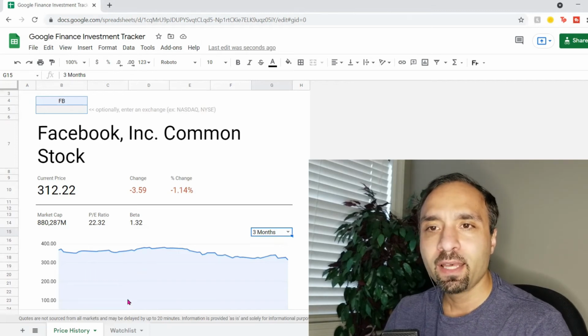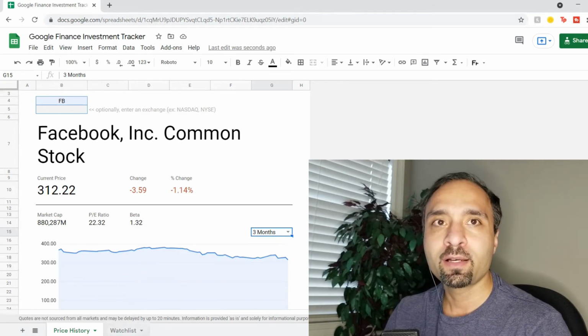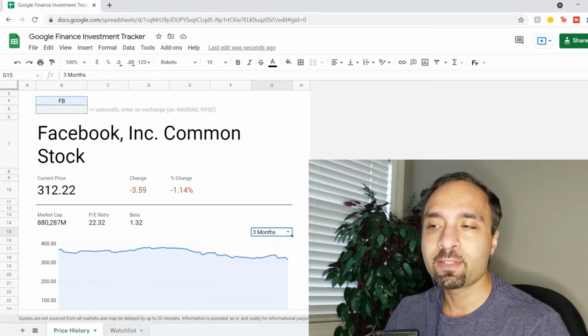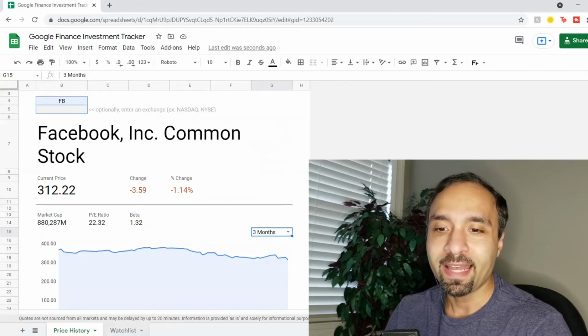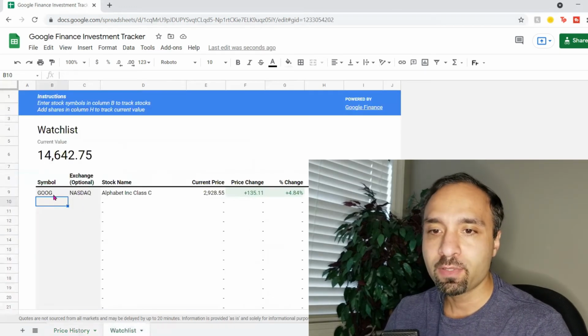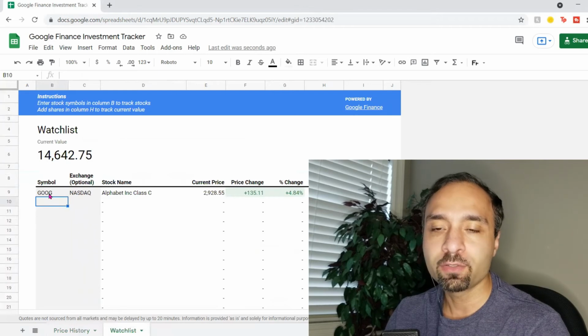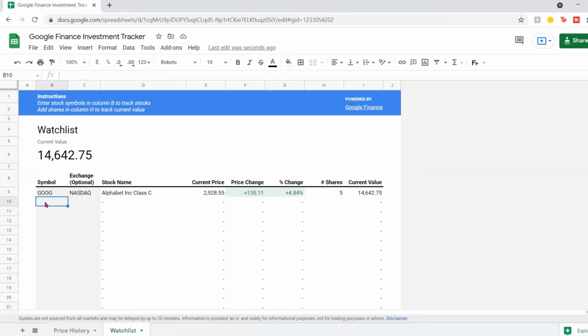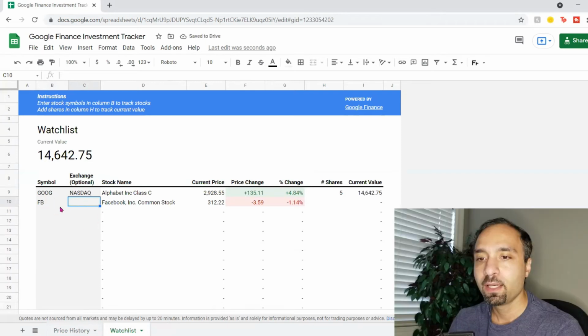Now, I mentioned, aside from the investment tracker, you want to have a way to easily use this tool to build a watch list. And that's the second tab in this file. You notice here, by default, we added Google, but let's say you also want to add Facebook. We can add FB, and it automatically populates as you press tab on your keyboard. The Facebook name is populated, current price, etc.